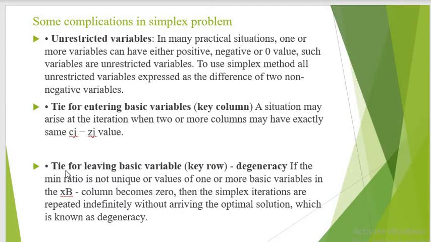The third complication is tie for leaving basic variable, which is known as degeneracy. If the minimum ratio is not unique or the values of one or more basic variables in the Xb column become 0, then the simplex iterations may be repeated indefinitely without arriving at the optimal solution, which is known as degeneracy.